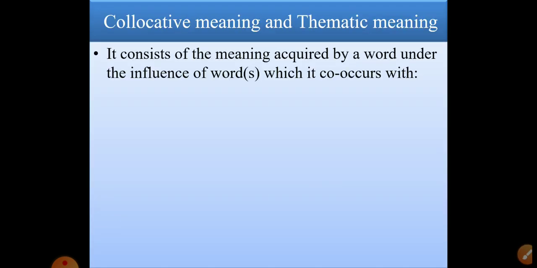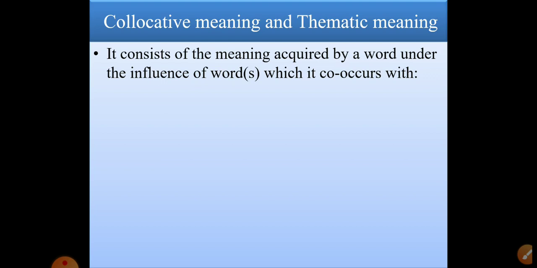Collective meaning बघू आता. It consists of the meaning acquired by a word under the influence of word or words which it co-occurs. म्हणजे बघा, when words go with certain other words, they acquire different meaning. That is the meaning of this explanation on the slide. So certain words acquire different meaning when they go with other words.